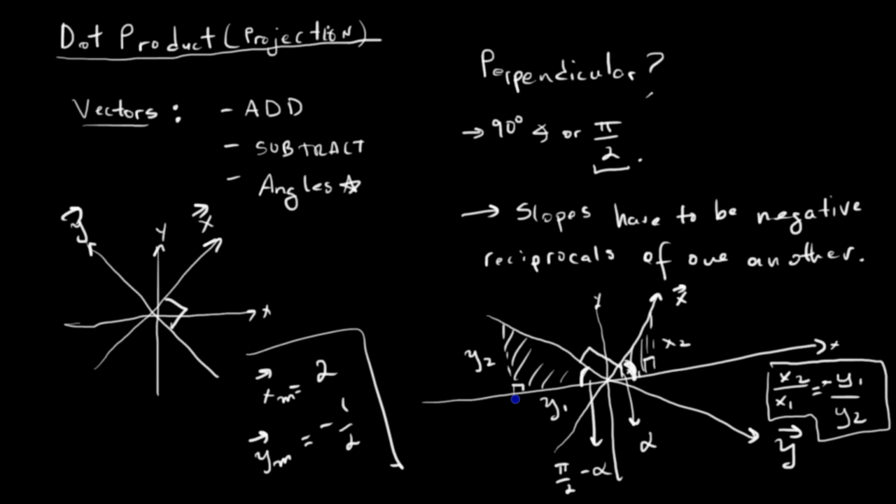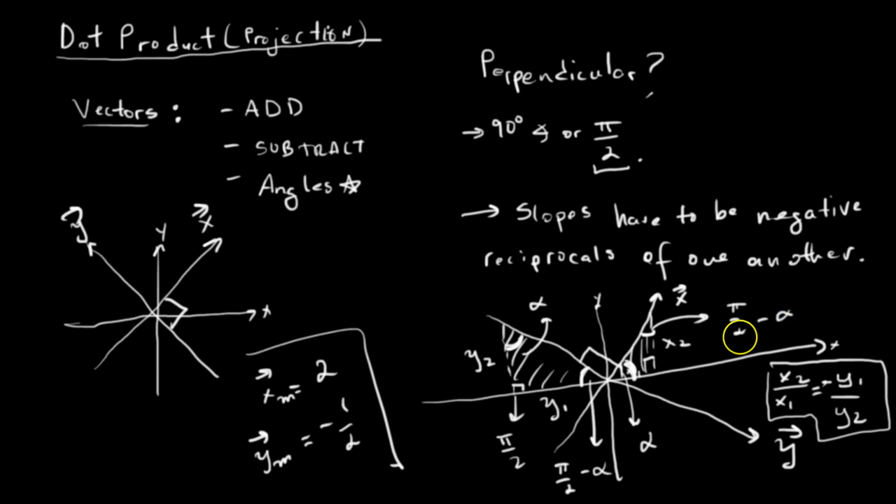We get, this is 90, so it's pi over 2. So pi over 2 plus pi over 2 minus alpha. So that means this angle over here has to be alpha to cancel out this alpha. And similarly over here, this angle has to be pi over 2 minus alpha.